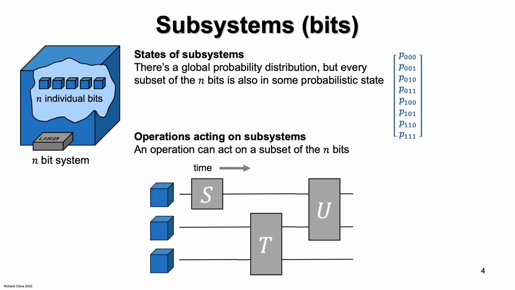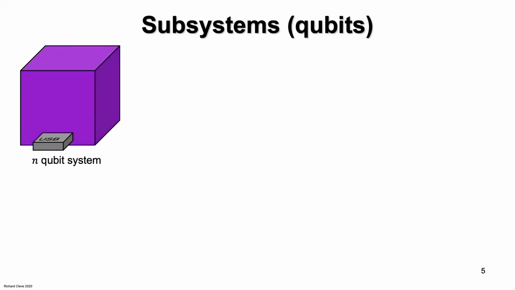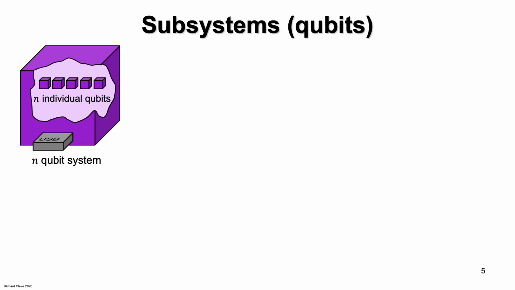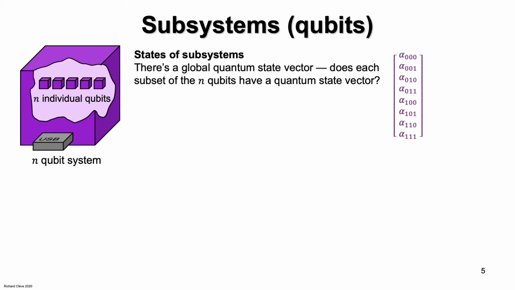Now, consider subsystems in the context of an n-qubit system. It can also be viewed as one system, shown as a bloated quantum USB memory, but it can also be viewed as n separate 1-qubit systems. Can we consider the state of every subset of the n qubits? For 3 qubits, there is an 8-dimensional amplitude vector. What's the state of the first qubit?